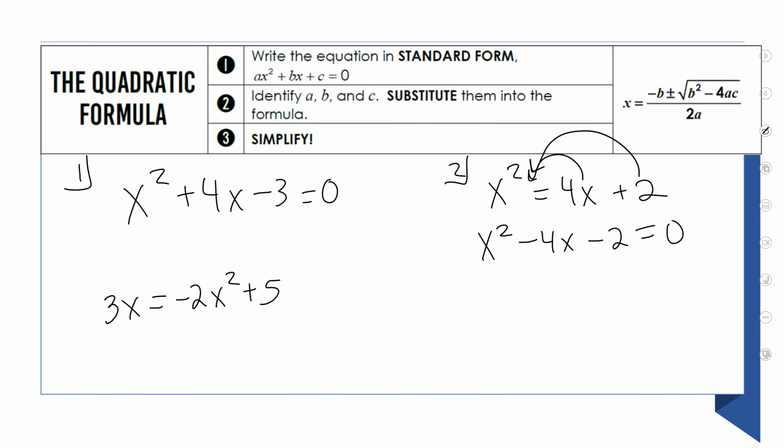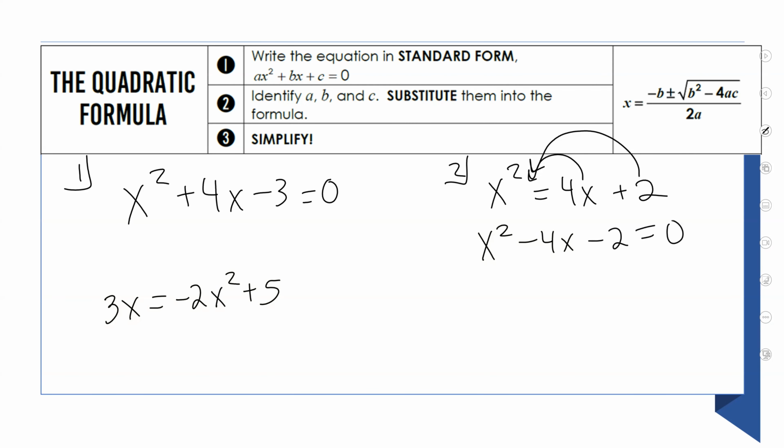Okay, this one over here, in order to put it into standard form, I would have to move this 2x squared to this side, making it a positive 2x squared. And I would also move this 5 to the other side. So now it is in standard form. So guys, step number 1 is to always put it in standard form. Then we'll move on to step 2.